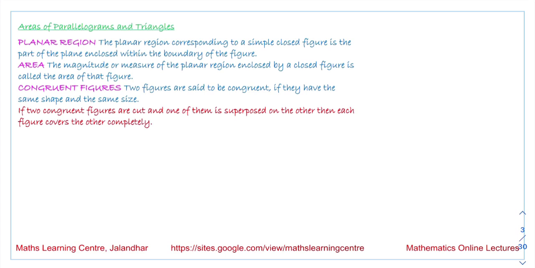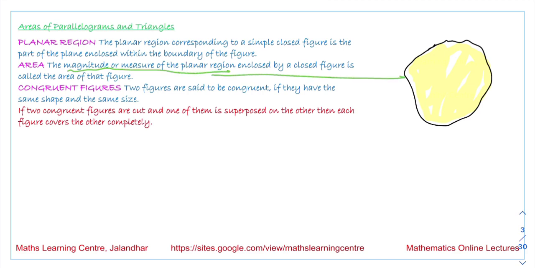The first definition we have is the planar region. Planar region means we are talking about a simple closed figure, and the region that is enclosed within this boundary is the planar region. The magnitude or the measure of the planar region enclosed by the figure is called the area. Area is just a number telling us how much space it is occupying.